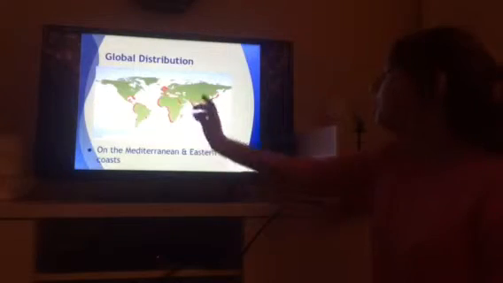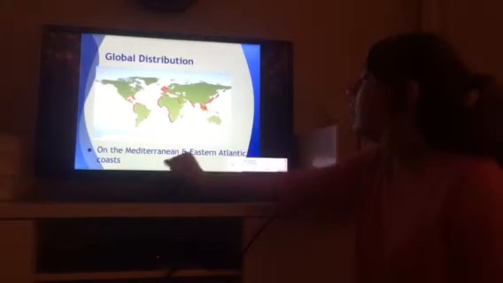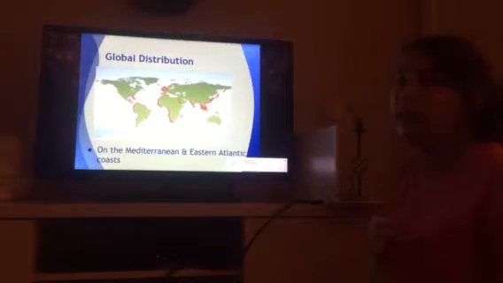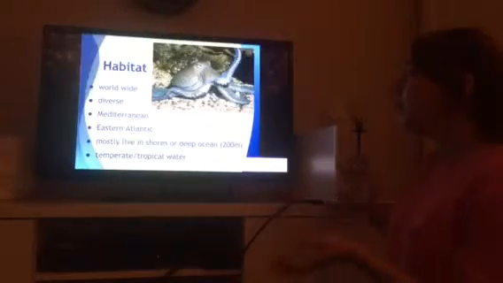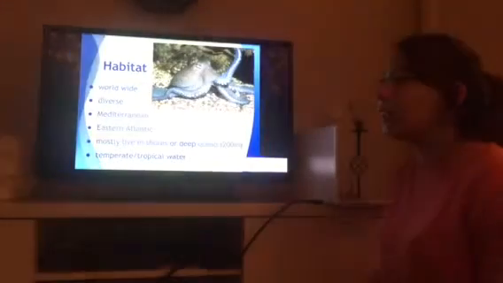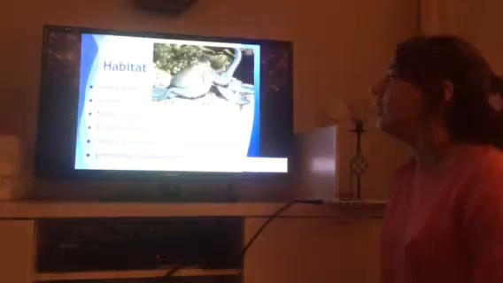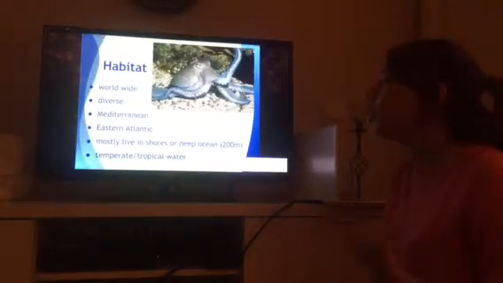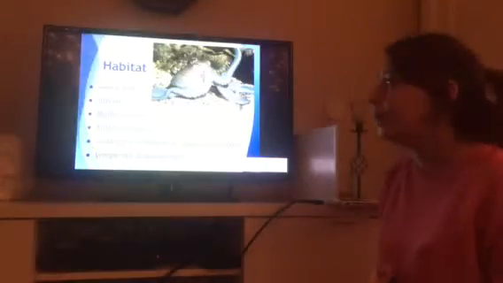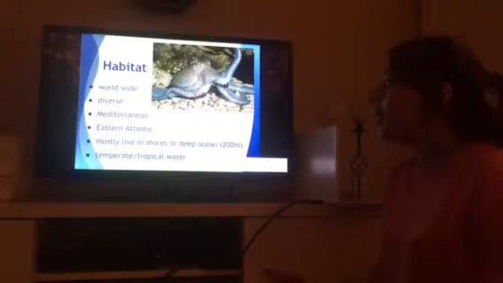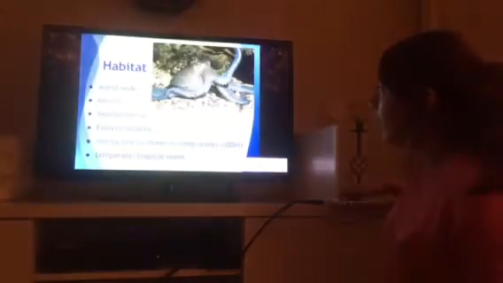And the global distribution, as you can see, is mostly on the coast, Mediterranean and Eastern Atlantic coast. The habitat is worldwide and diverse, mostly in the Mediterranean and the Eastern Atlantic, and they live on shores or in the deep ocean up to 200 meters. They really like temperate and tropical water areas. This is a picture of the ink sac.